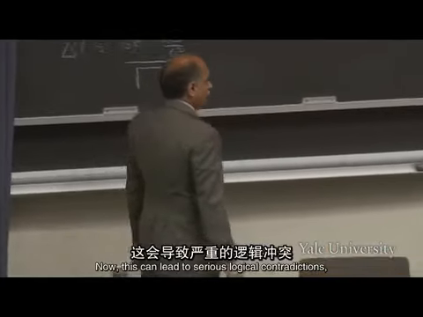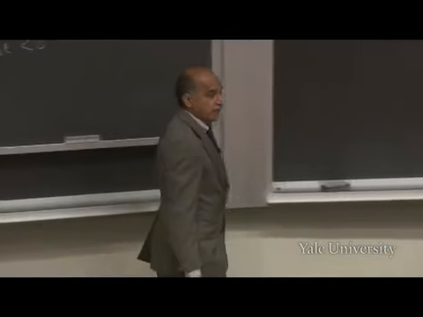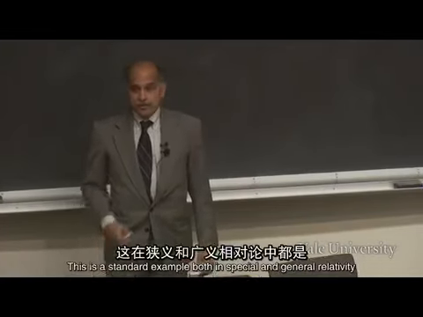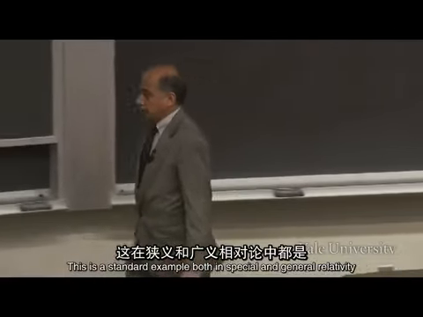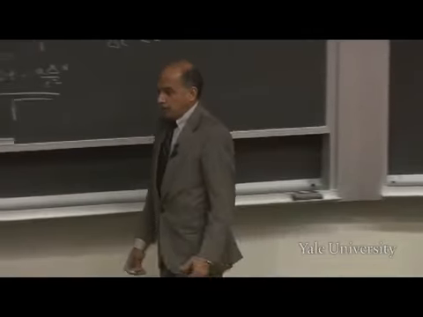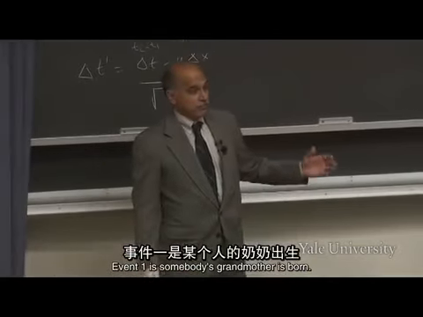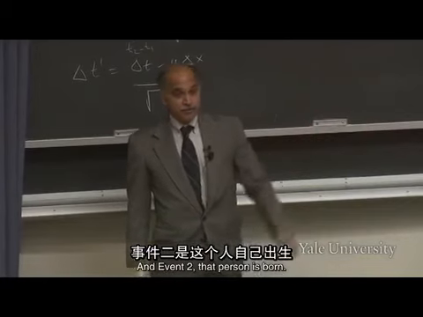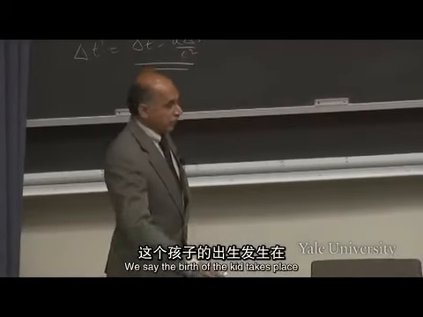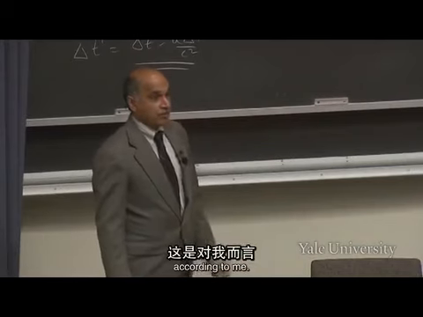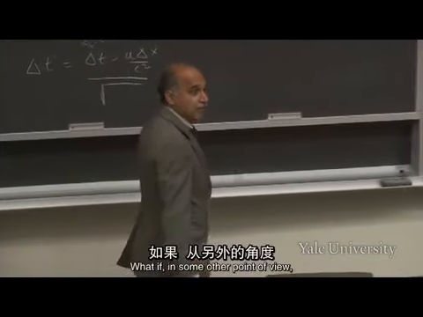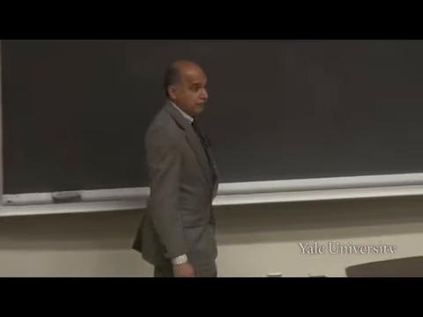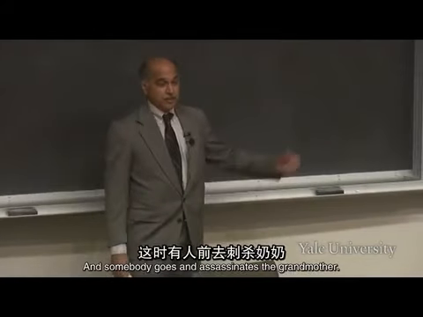Now, this can lead to serious logical contradictions, especially if event 1 is the cause of event 2. This is a standard example both in special and general relativity that people talk about. So event 1 is somebody's grandmother is born, and event 2, that person is born. So we say the birth of the kid takes place long after the birth of grandmother, according to me. What if in some other point of view, the kid is born, but the grandmother is not yet born, and somebody goes and assassinates the grandmother?